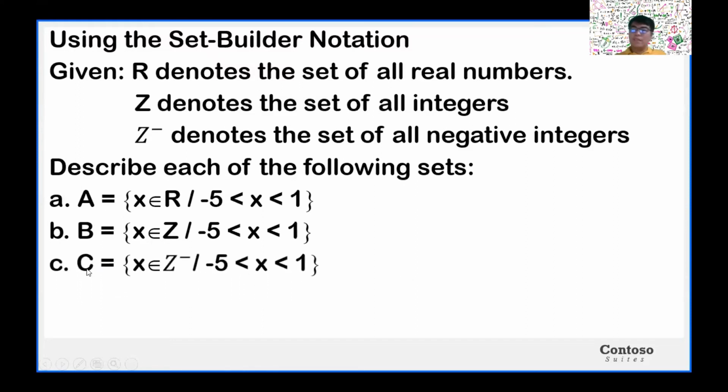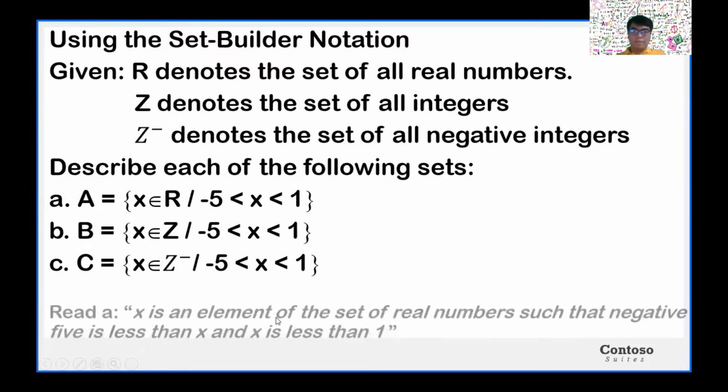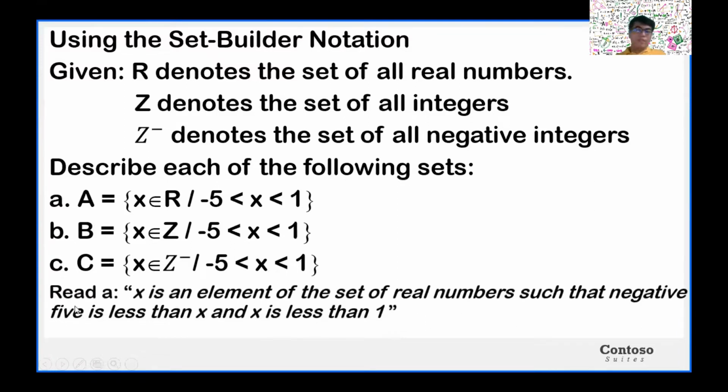How about C? C is a set of x, where x is an element of Z minus, such that negative 5 is less than x and x is less than 1. As this statement says, we could read it as x is an element of the set of real numbers such that negative 5 is less than x and x is less than 1. So how about negative 3/2? Is negative 3/2 an element of C? The answer is no. Negative 3/2 does not belong to the set of negative integers.